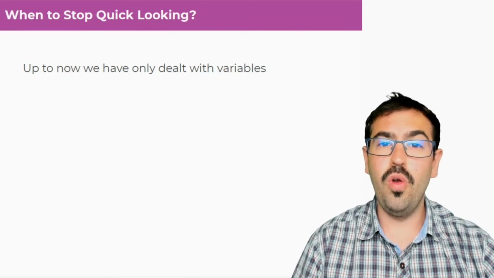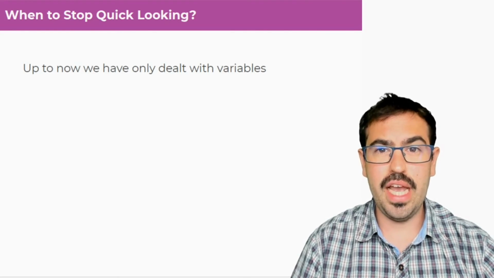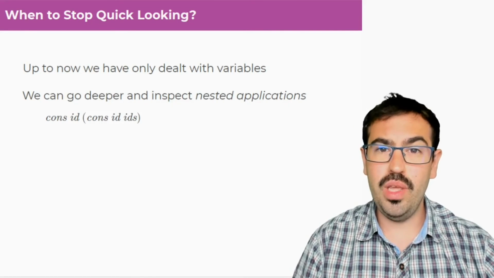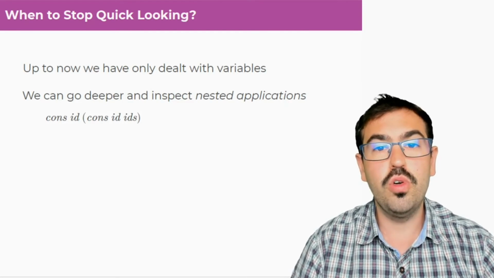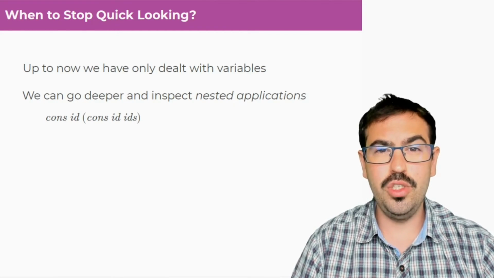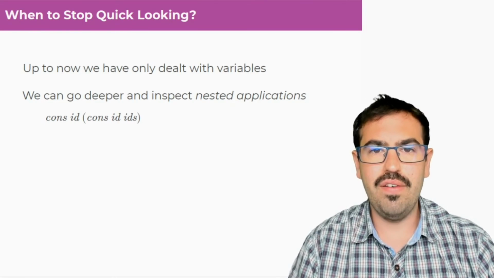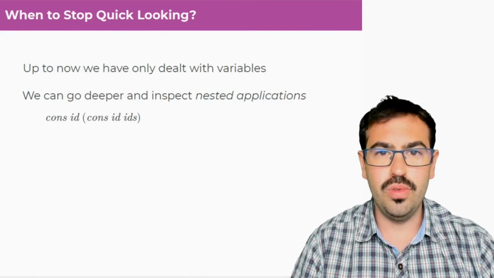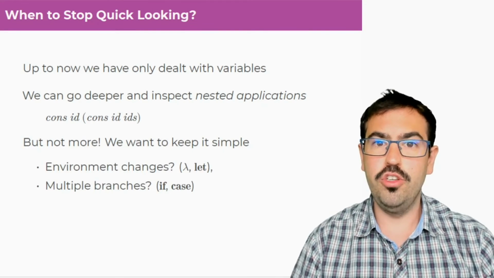Up to now, we've only dealt with variables. So everything was one application, and this application had arguments, but those arguments were all variables. We can actually go deeper and inspect nested applications. If you think, for example, of this call, cons ID to cons ID IDs, in order for the topmost cons to be correctly instantiated, you need to go up to the IDs so that you learn that this should have a type of list of ∀A. A → A, and this will inform both cons. So you gain something by inspecting nested applications. But we do no more. We really want to keep this simple.